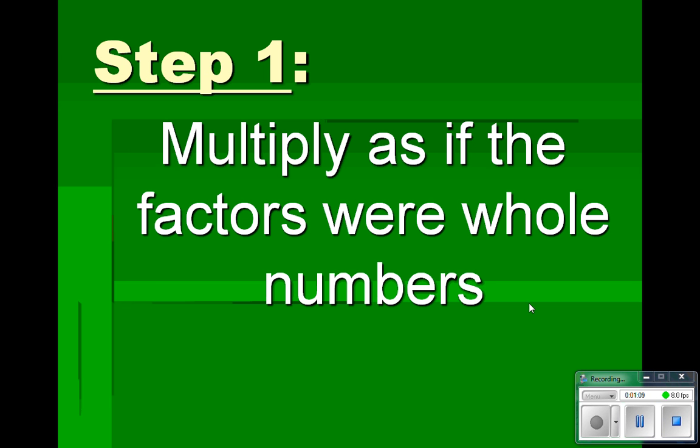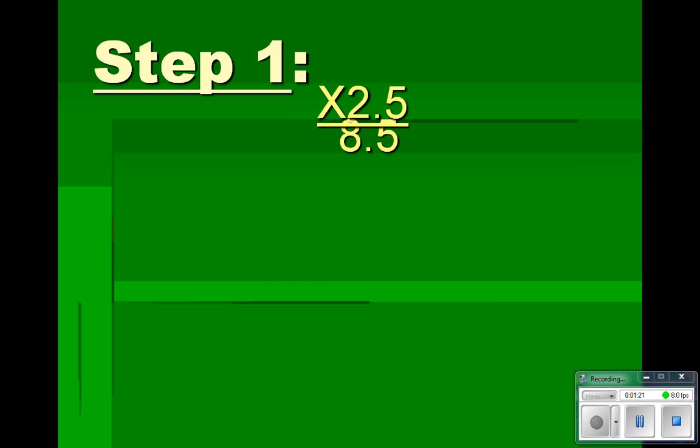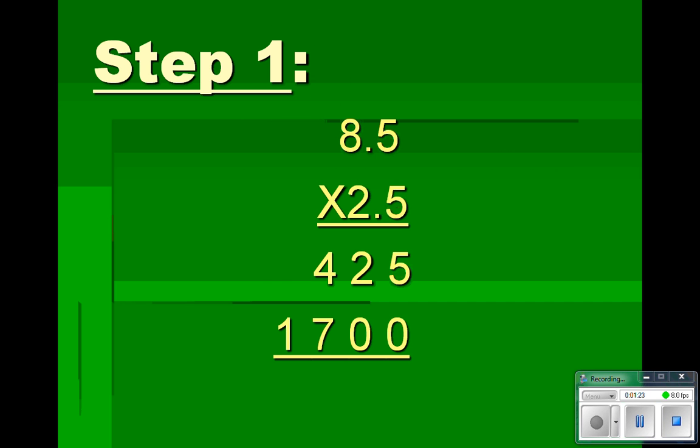So for the first step, we are going to multiply the numbers that we are given and ignore the decimal points completely. So with the first problem, let's go ahead and see it. It's going to be 8.5 times 2.5. You're going to actually multiply those as 85 times 25. And when adding the two products together that you get when multiplying, you get 2,125.